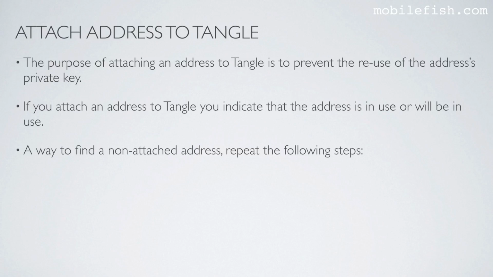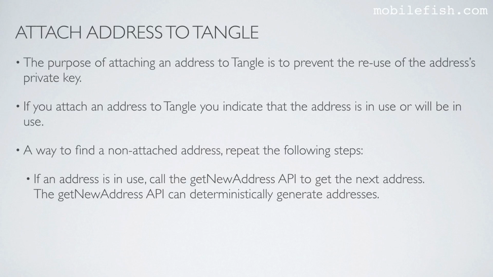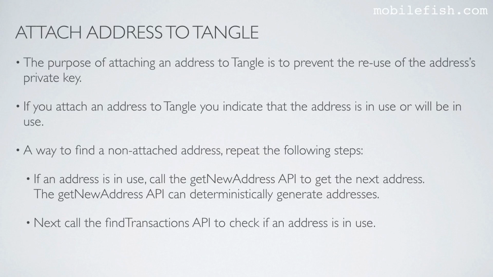A way to find a non-attached address, repeat the following steps. If an address is in use, call the getNewAddress API to get the next address. The getNewAddress API can deterministically generate addresses. Next, call the findTransactions API to check if an address is in use. If not, you have found a non-attached address. If an address is in use, repeat these steps.